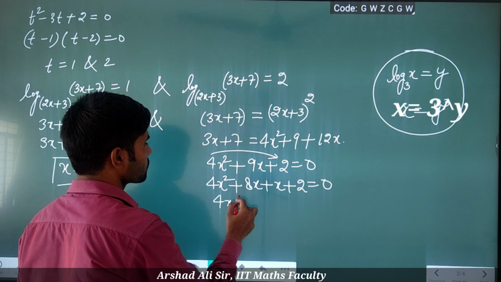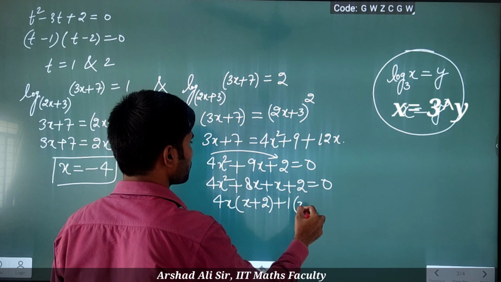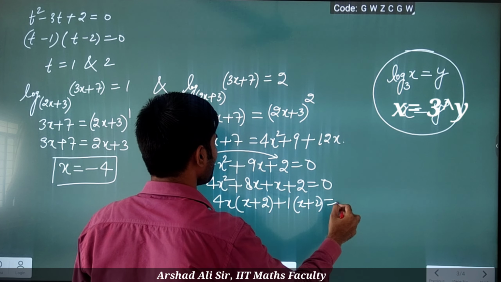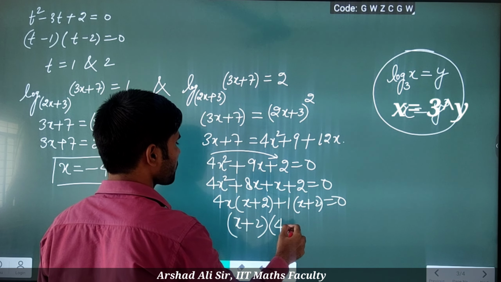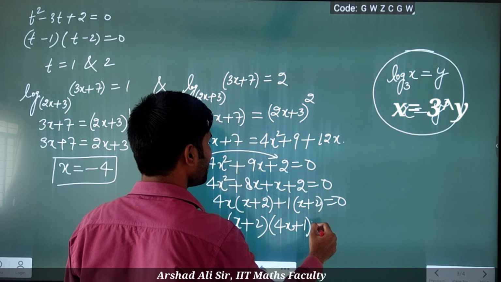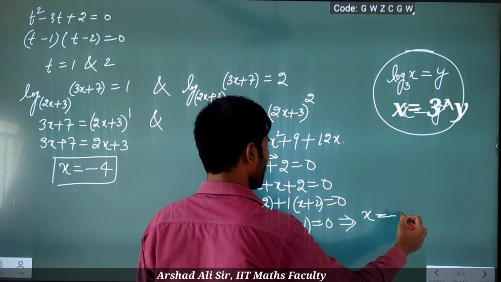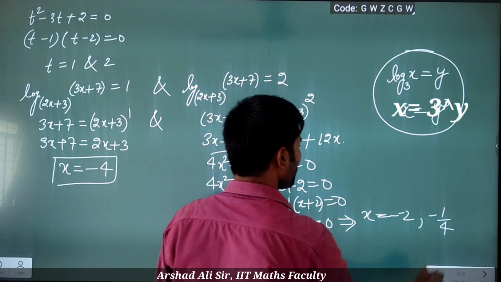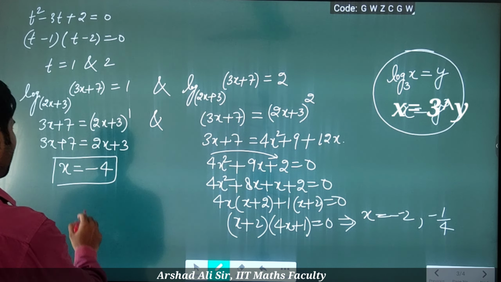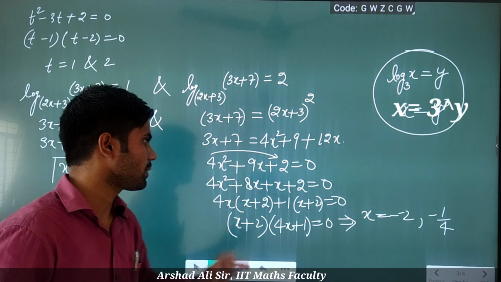If you take 4x common, here we have x plus 2. If you take 1 common, so x plus 2. Okay, so here we can write x plus 2 into 4x plus 1. So how many values are we getting? 2 values. First value minus 2 and second value minus 1 by 4. So in total we are getting 3 values: x equal to minus 4, x equal to minus 2 and x equal to minus 1 by 4.